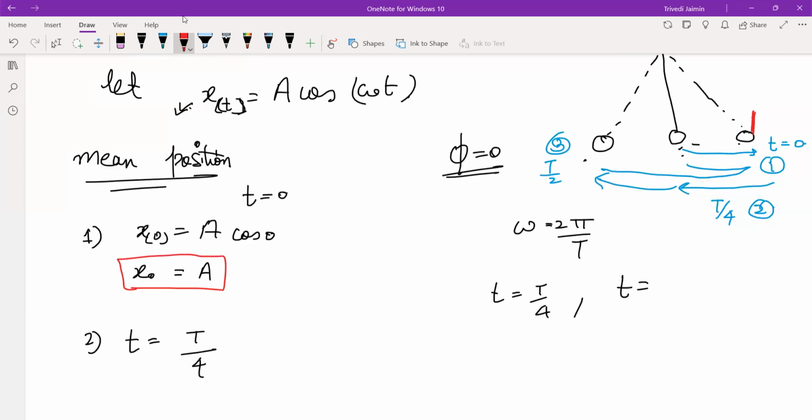If I say we are holding a pendulum and lifting it on one side, do I have anything to show? Oh no, I don't have anything. Okay, then how will I say? This pendulum, this is at a mean position, right? This is the mean position.